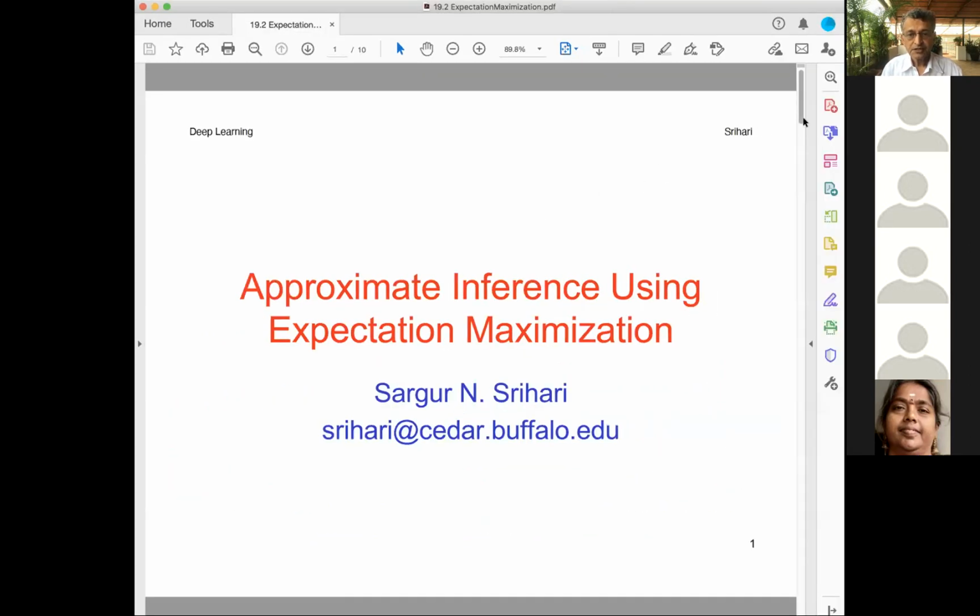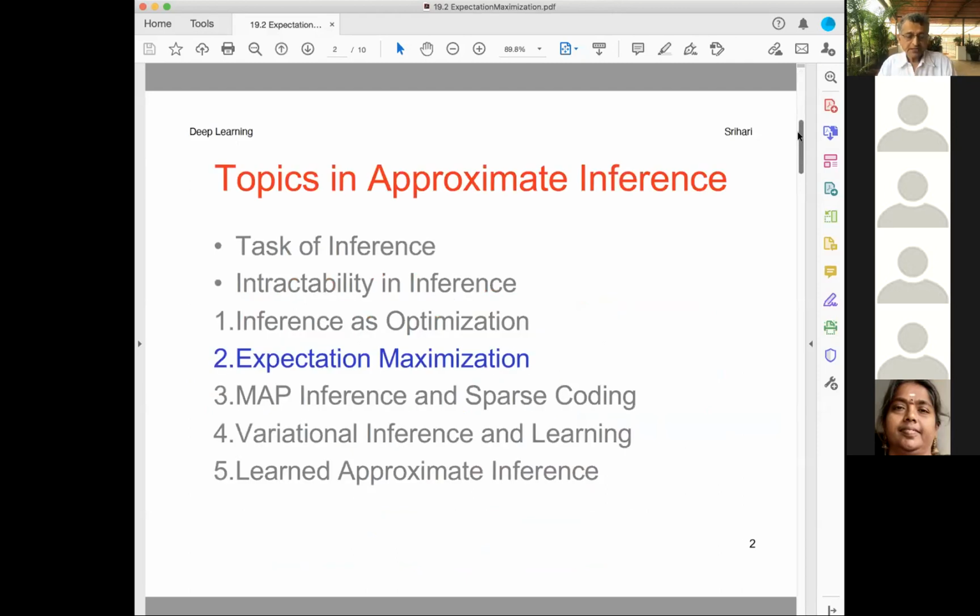Okay, so let's move on here into what we've got. We are at bullet point number 2. So we have finished the task of inference. I described it earlier on, and also talked about the intractability of inference. The intractability occurs from the fact that we need to sum over a lot of variables. To get P of H from P of H comma V, we need to sum out the variables H of V to get P of H. So that is intractable. And inference treated as an optimization problem, I finished that.